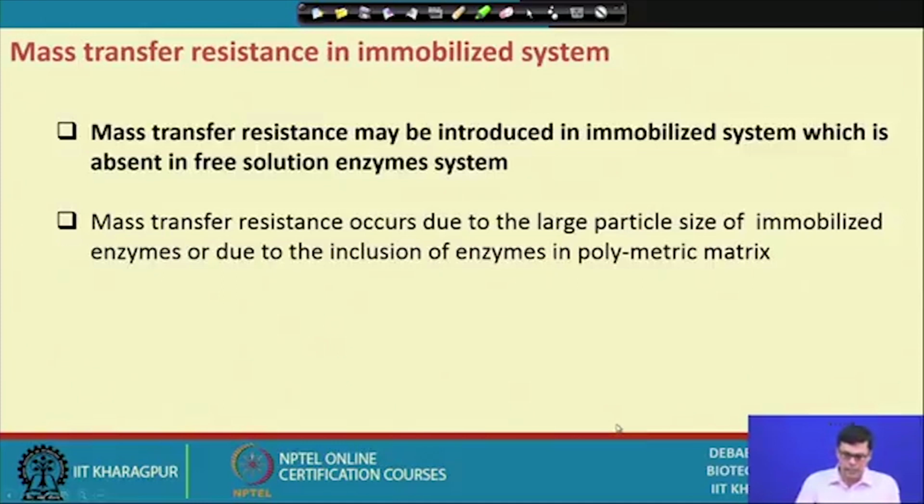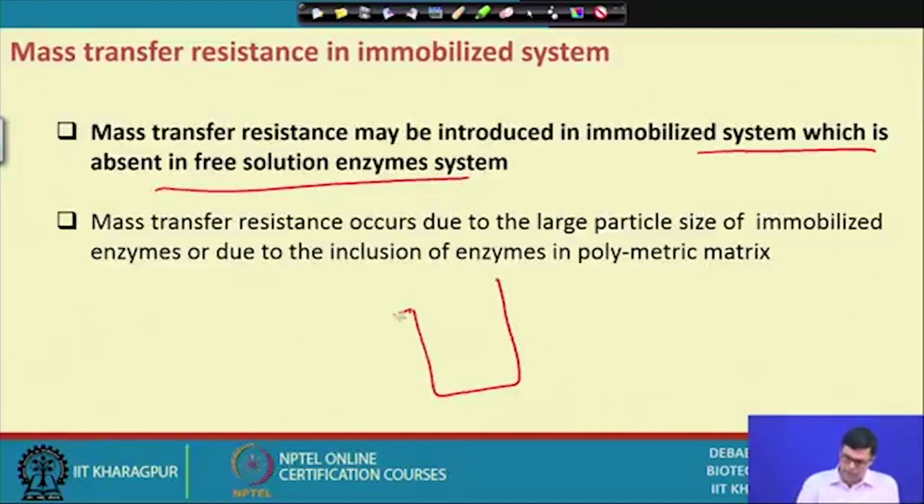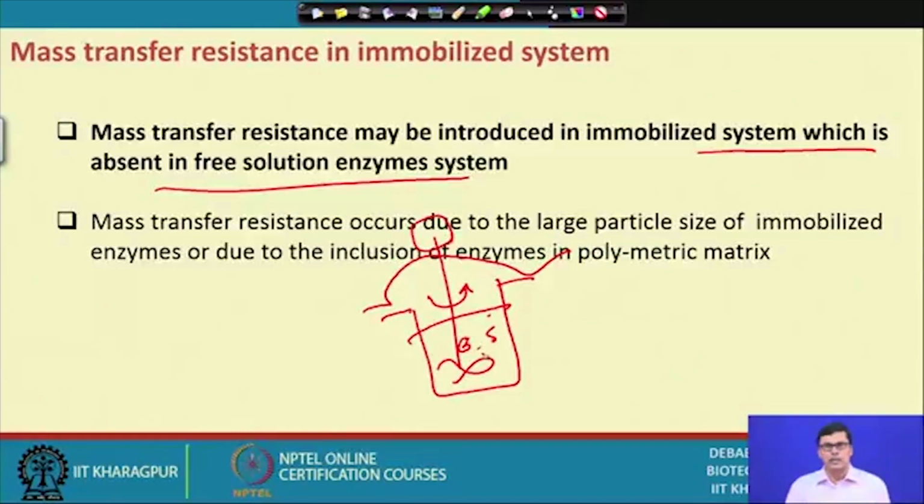Now, mass transfer resistance may be introduced by the immobilized system, which is absent in the free enzyme solution. Suppose this is the reactor, and in this reactor you have enzyme and substrate. When they are soluble, they can freely interact with each other, and there is no diffusion problem. But as soon as the enzyme is insoluble, the substrate has to diffuse from the liquid to the surface of the solid matrix, and then only the reaction occurs, as I mentioned before.